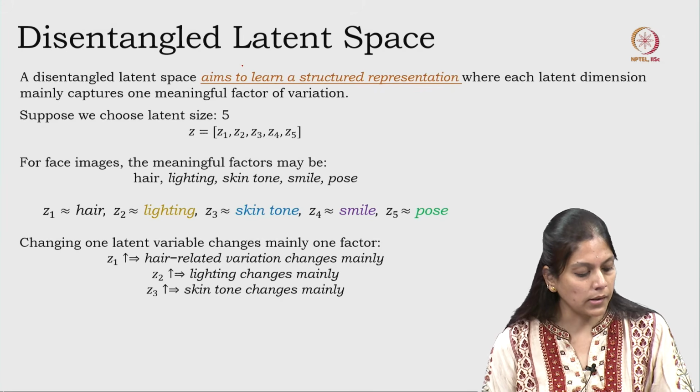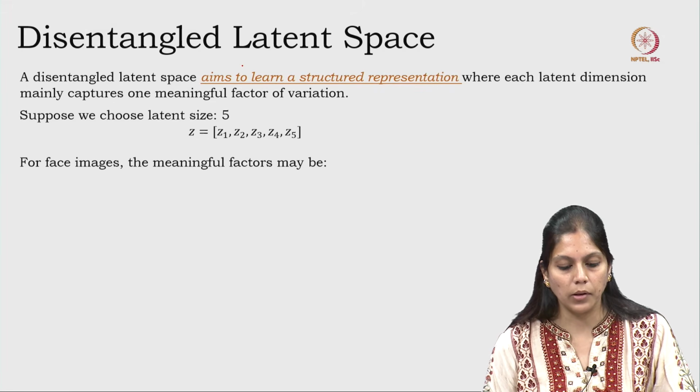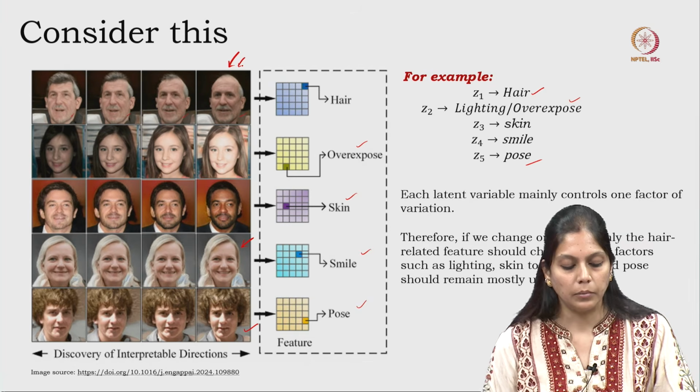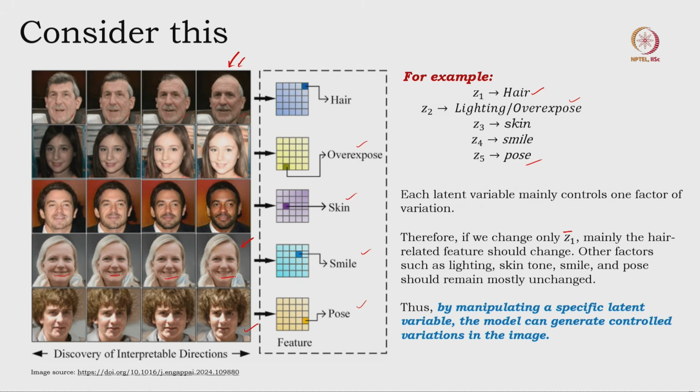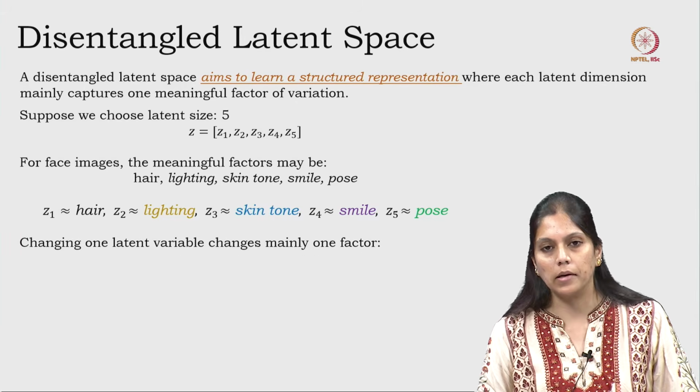That is the reason, if you go back and look into this diagram, there is only a smile which we have considered, and only this particular z is being modified, or changed. By changing that, all the rest of the factors have remained the same, only the smile has been modified. This is called a disentangled latent space.